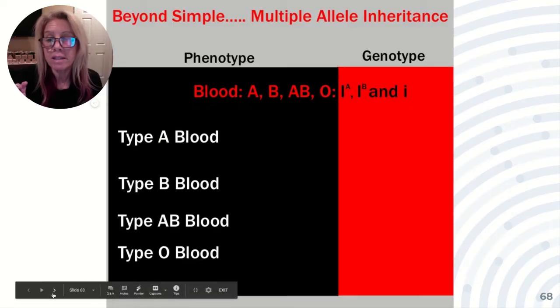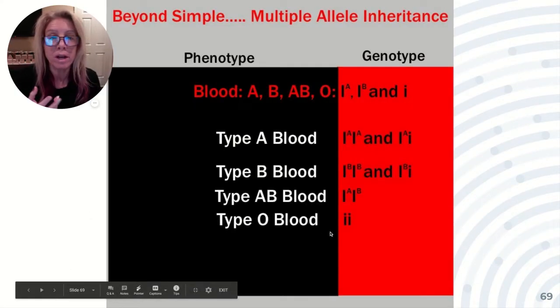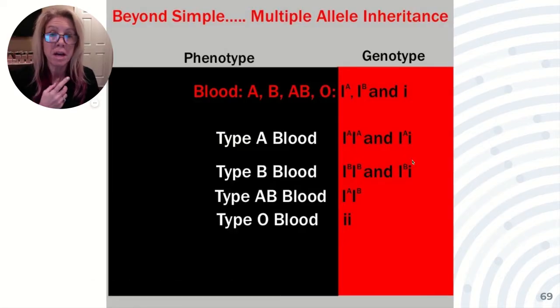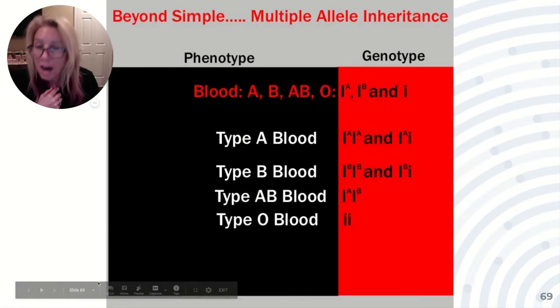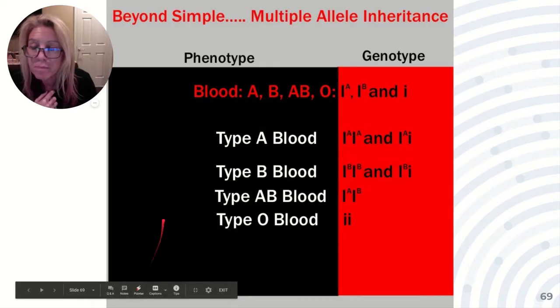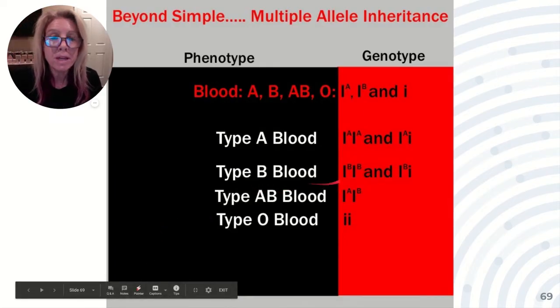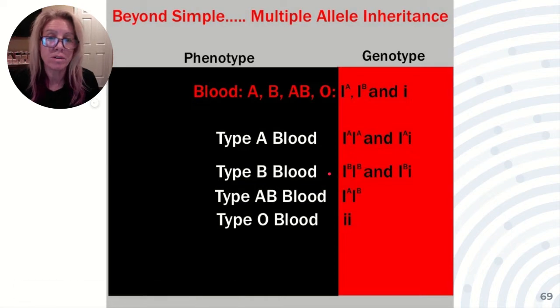So how do you get type A, B, AB, and O blood? Any combination of a big IA with another big IA or a little i, that's how you get type A blood. So you can either be homozygous for A or heterozygous for A. For type B blood, same thing, homozygous or heterozygous. There is only one way to be AB blood. You need a big IA and a big IB.